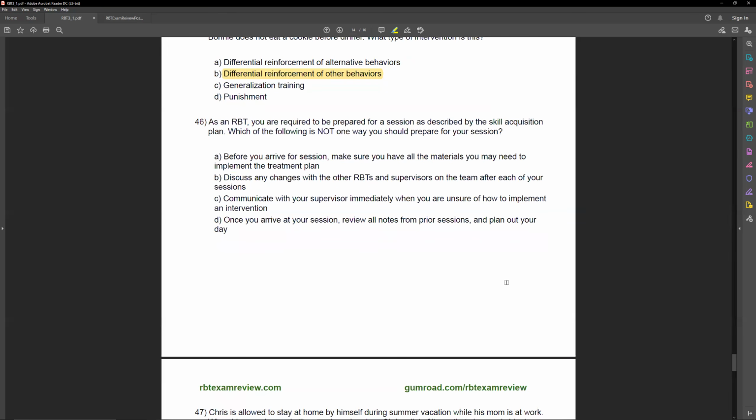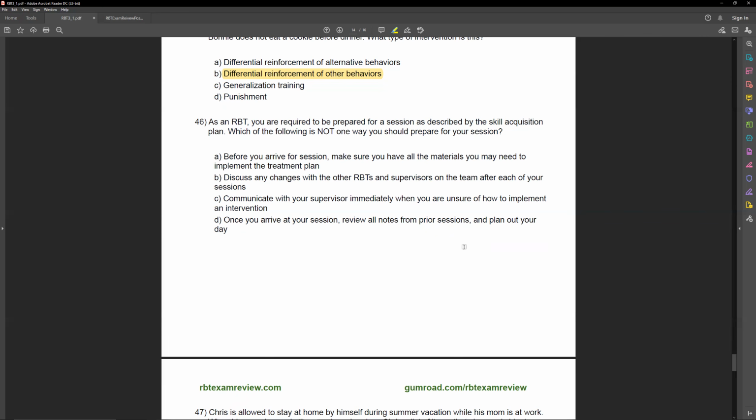If you're not prepared for session, things move a lot slower. We don't get as much done. It can be a lot more difficult for a session. So it's a requirement that RBTs show up prepared. The question is asking, which of the following is not one way you should prepare for your session? So 3 of these answer choices are ways you're going to be prepared, and 1 is not.